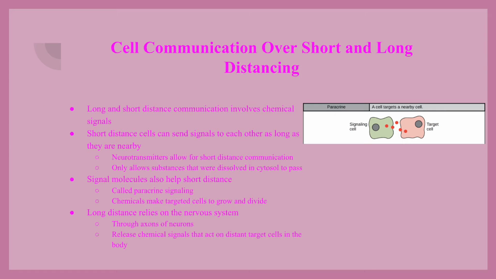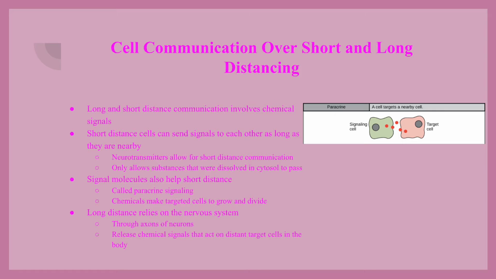Cell communication over short and long distances. Both long and short distance communication involves chemical signals. Short distance cells can send signals to other cells as long as they are nearby. The neurotransmitter allows for only short distance communication.